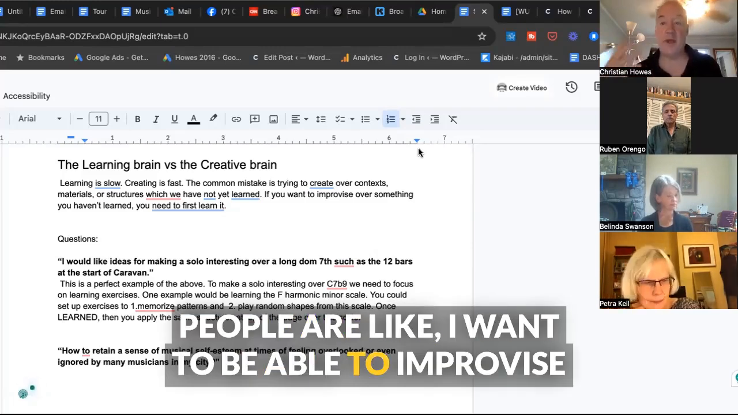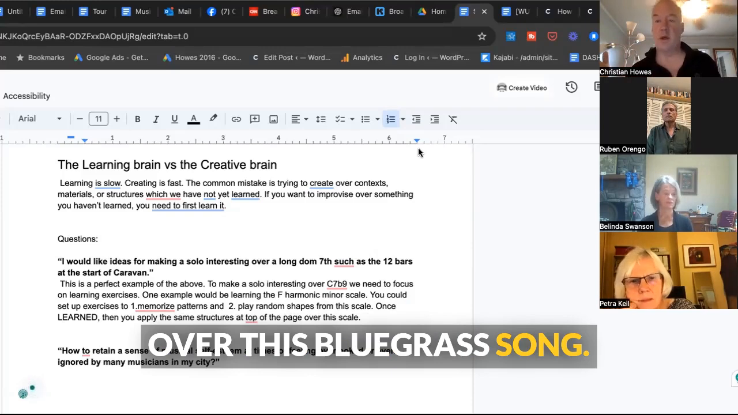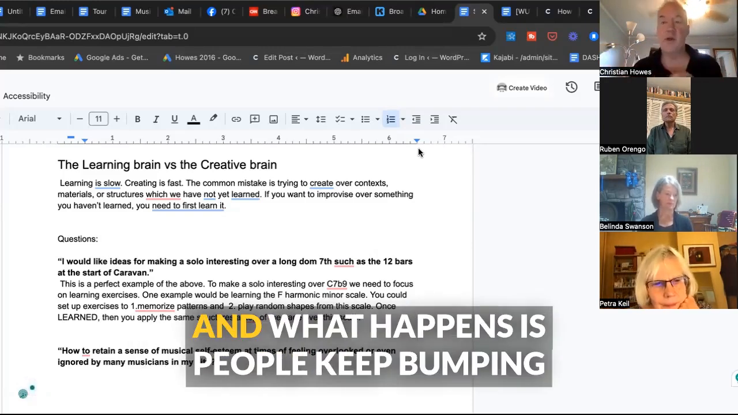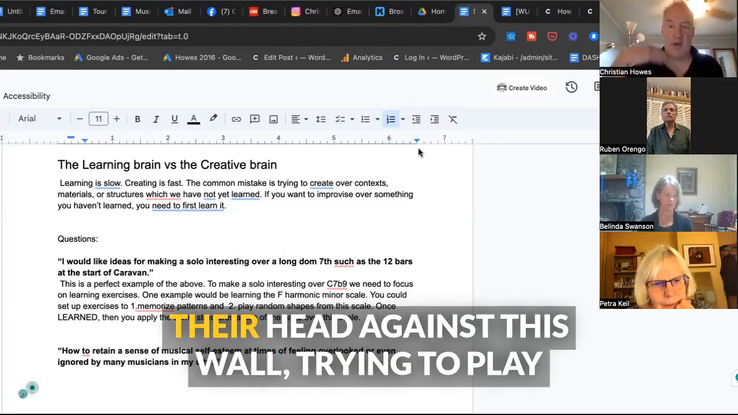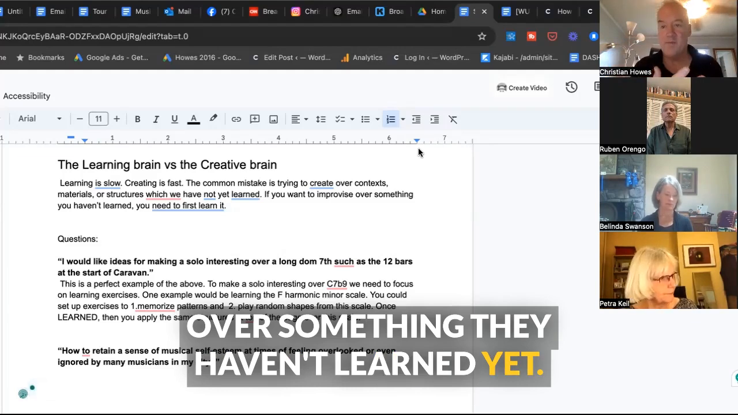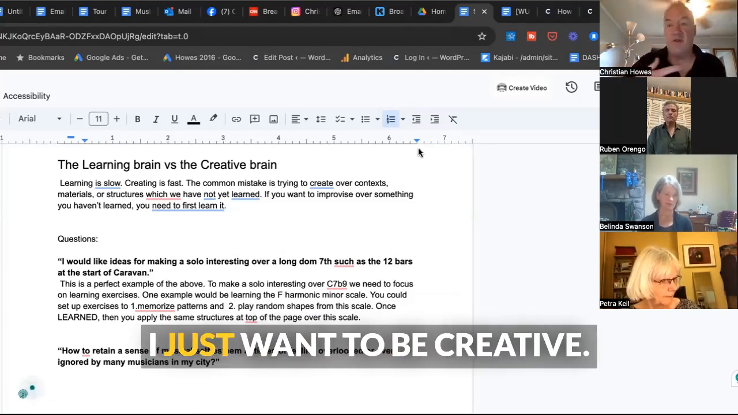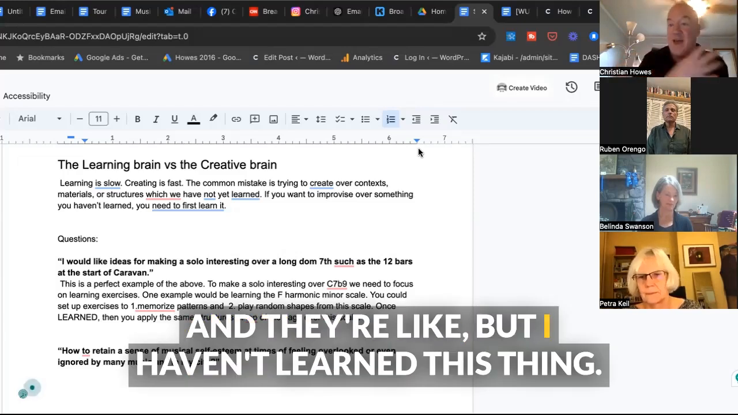People are like, I want to be able to improvise over this bluegrass song. We want to start learning that. We want to separate time for learning. And what happens is people keep bumping their head against this wall, trying to play over something they haven't learned yet. And they're frustrated because they're like, but I want to be creative. I just want to be creative. And they're like, but I haven't learned this thing.